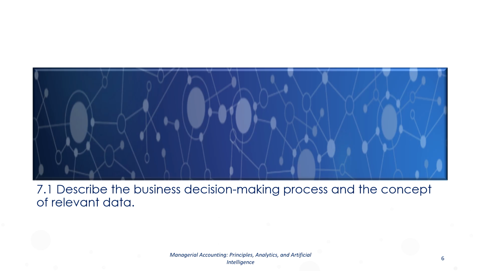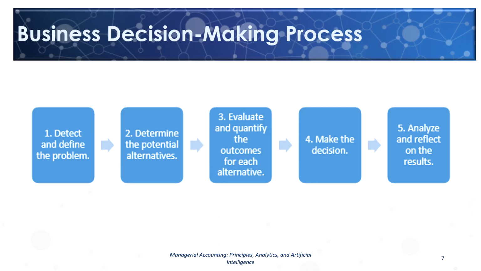Now we move into Section 7.1, the business decision-making process. Businesses follow a structured process when making decisions. The goal is to avoid making decisions based on emotions, incomplete information, or irrelevant costs. Here are the 5 steps in the business decision-making process. First, define the problem. Then, determine alternatives. Next, analyze financial impact. Then make the decision, and finally, evaluate the results. This process ensures the decision is logical and supported by data.